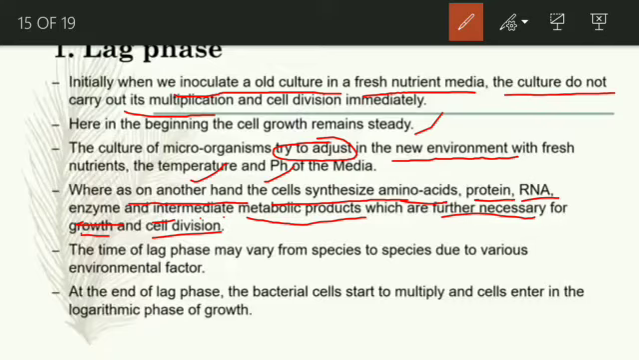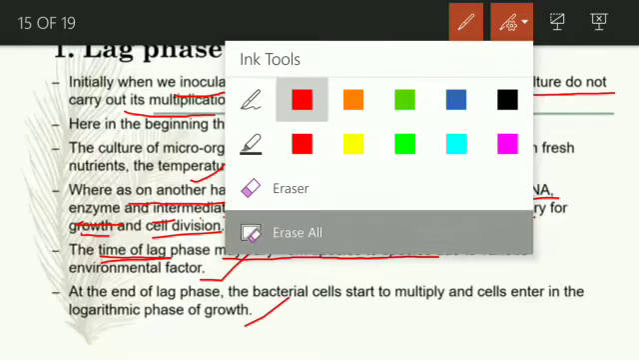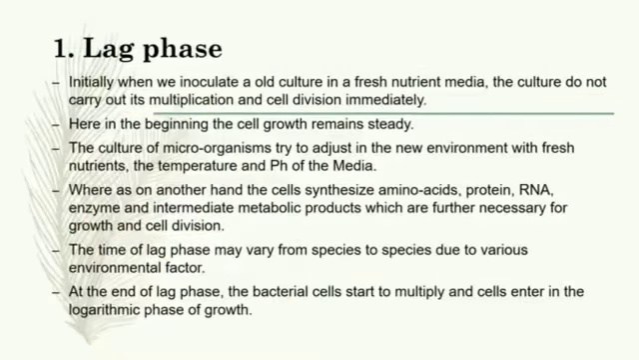Okay, the time taken by the bacteria for its lag phase may vary from species to species due to various environmental factors. At the end of the lag phase, the bacterial cells start to multiply and enter the logarithmic phase of growth, that is log phase. Once bacteria completes its lag phase, it simply enters another phase called log phase. Let us see the log phase in the next slide.